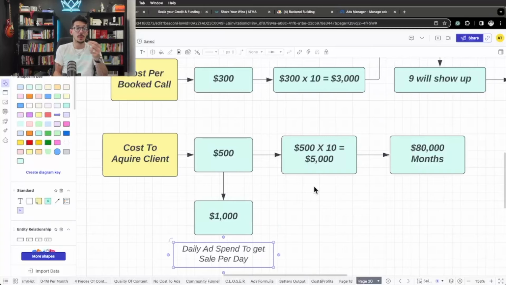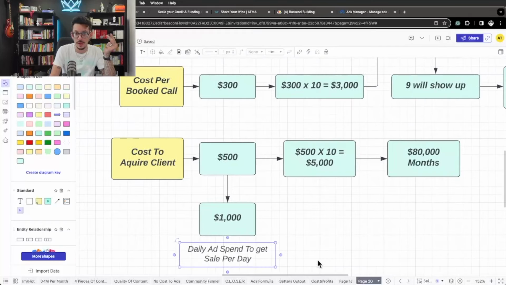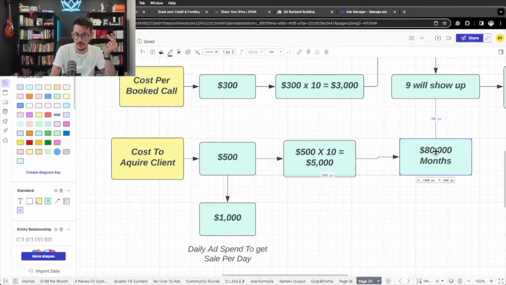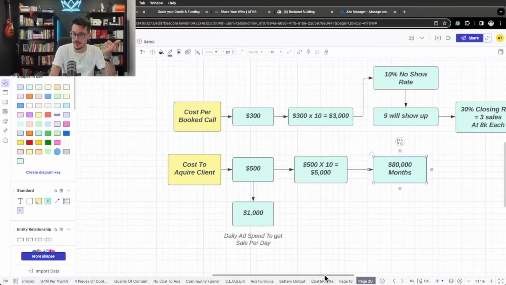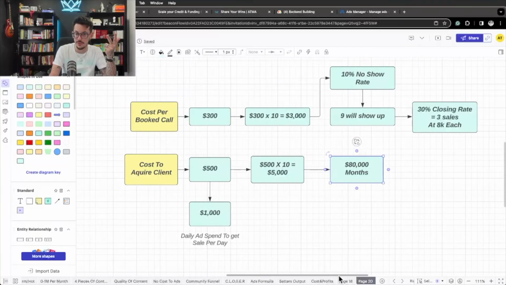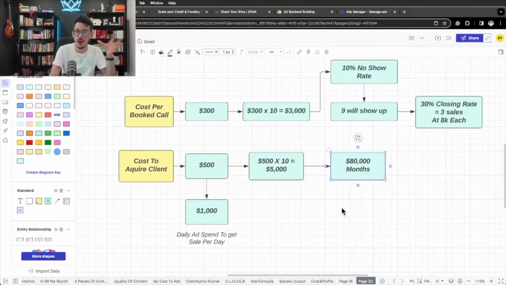Once you have your cost per book call and once you have your cost to acquire a client, your cost per acquisition pretty much, you're ready to start scaling. You're ready to start hitting 100, 200K months. And then it all becomes: can your team facilitate the influx of work? It just becomes a setter issue, a sales issue, and a fulfillment issue. But you don't have the cost per acquisition issue anymore.